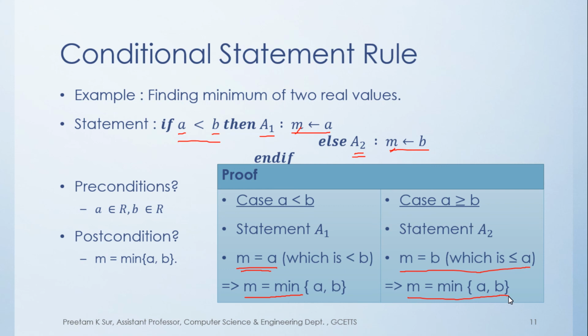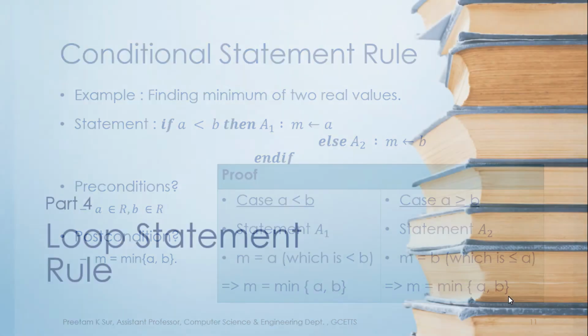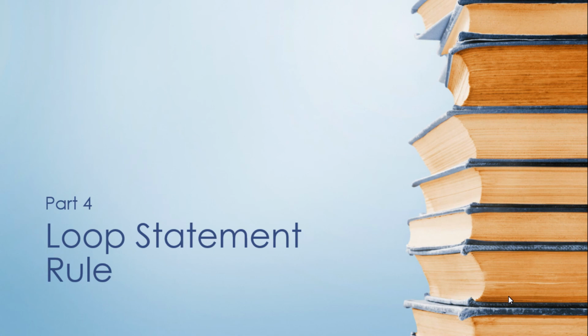Okay, so in this example we see that from the precondition we are arriving at the post condition using both the branches, based on the cases. This is how we can prove, or formally analyze, the correctness of a conditional statement. Okay. So with this we come to an end of the conditional statement rule. In the next part we are going to look into the loop statement rule.